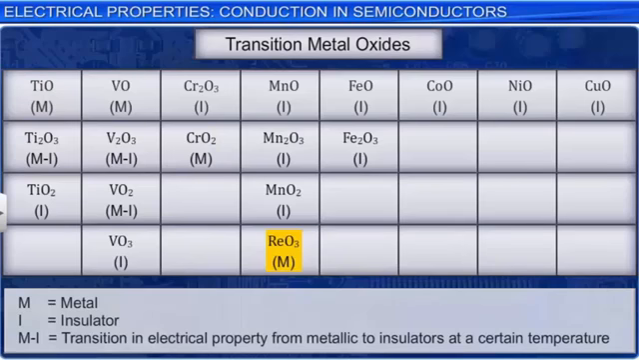Oxides like titanium(IV) oxide, vanadium(VI) oxide, and many metal(II) oxides behave as insulators. For certain metal oxides like titanium(III) oxide, vanadium(III) oxide, and vanadium(IV) oxide, there is a transition in electrical property from metallic to insulator at a certain temperature.